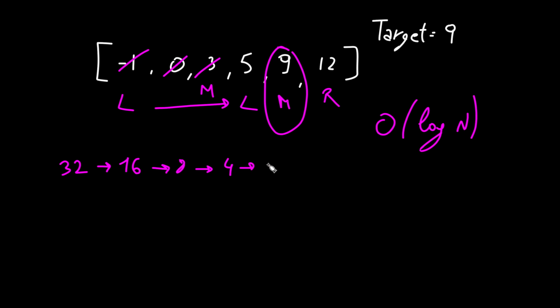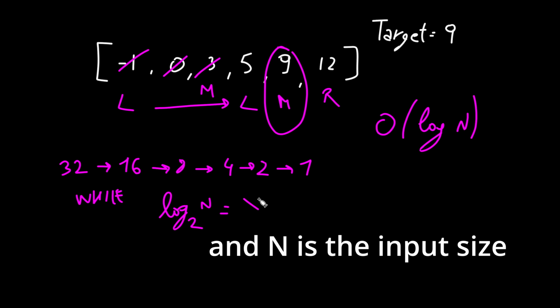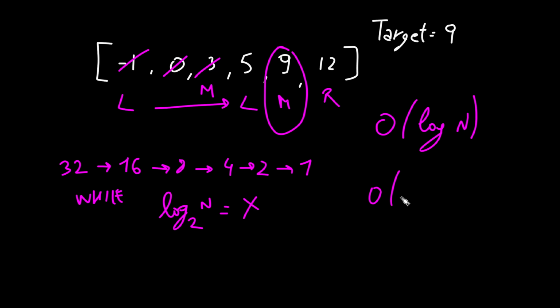So eventually we would reach 2 and we would reach 1 element in the search space. So if this is still not equal to the target, it means that our target doesn't exist in the input. So how many times can we divide? We're going to have a while loop that is going to be handling all of this. But we want to know how many times this while loop is going to run. Well, this while loop is going to run as many times as we can divide the input array by 2. So this is represented by log n in base 2 equals x. So x is the number of times we can divide the input array by 2. And that's going to take log n time. So this is why this takes log n time.